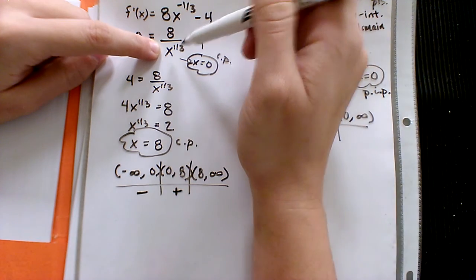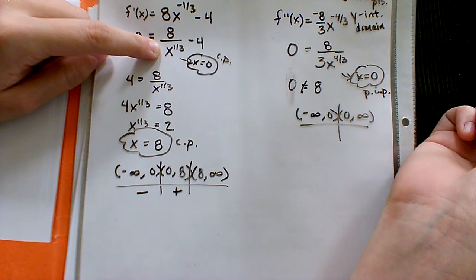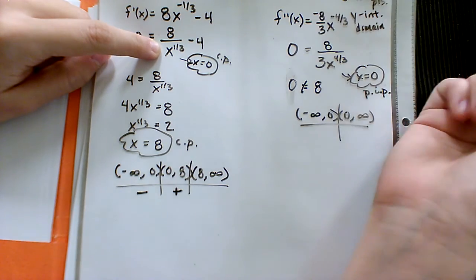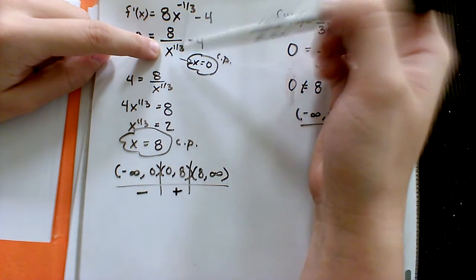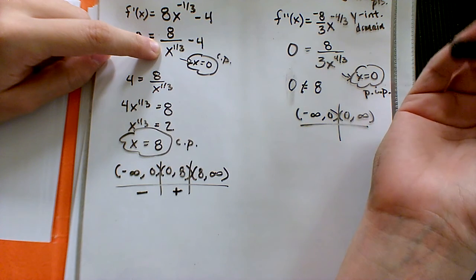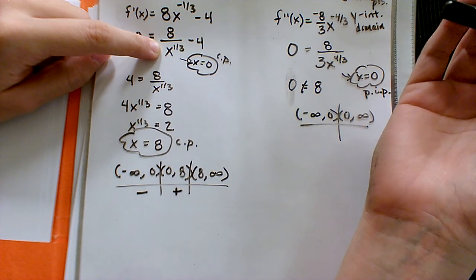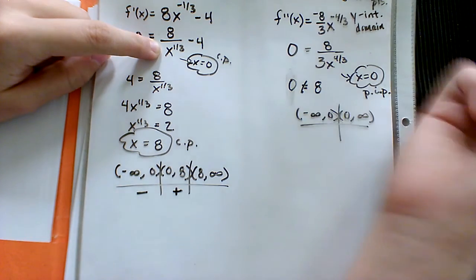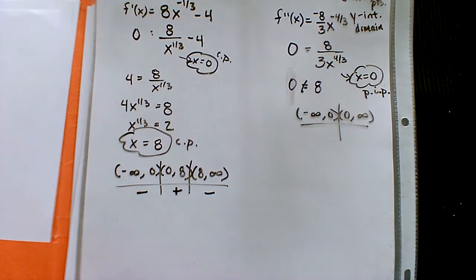10. Cubed root of 10 is something bigger than 2. So 8 divided by something bigger than 2 is something smaller than 4. Minus 4, negative.